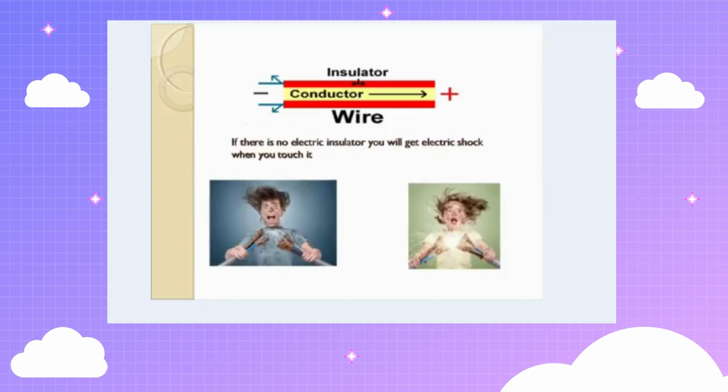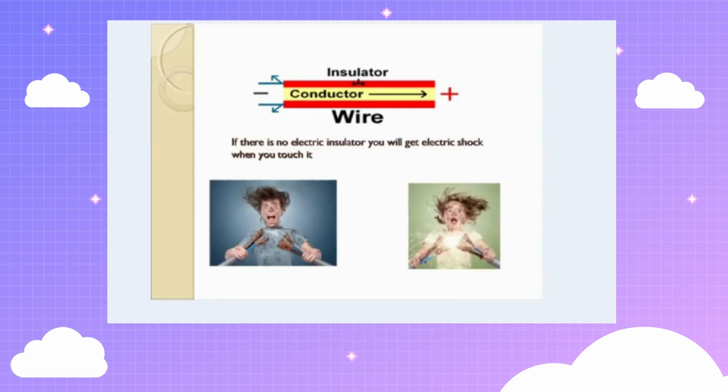Insulators do not let the current pass through them. The insulators are the outside cover of the wire, and inside is the conductor which lets the current pass through. Copper is a conductor, so it lets the current pass through it. This part is made of this, and this is made of wire. On the right side there's a plus sign, and on the left side there's a minus sign always.